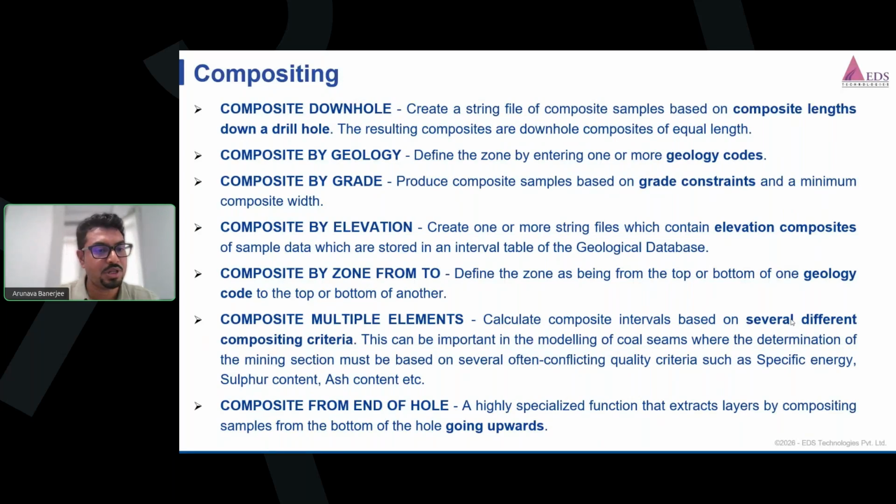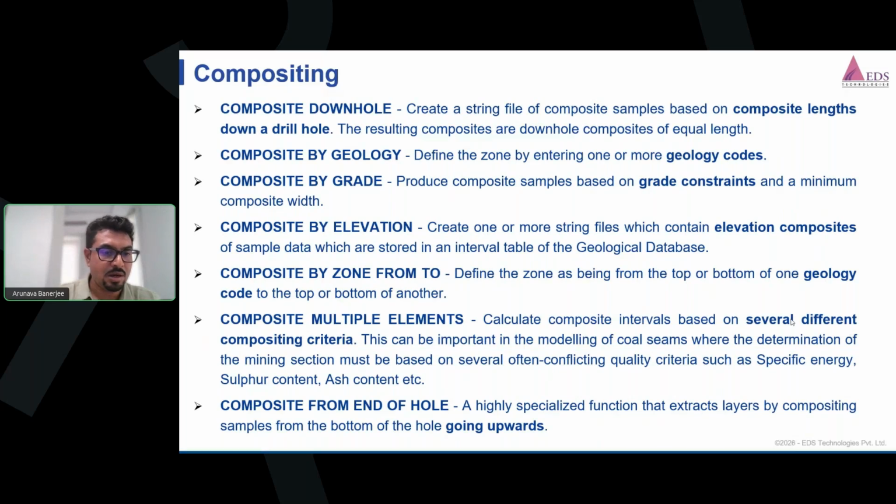The next one is the composite by zone from-to. We can define two or three geological zones in a particular domain or particular area. In that case, we give the geological code for the top and bottom of another zone. If you mention it, then the composite will be created automatically. Suppose the topmost lithology is different and the bottommost lithology is different. I can assign the topmost and bottommost lithologies, and it creates the composite within this zone only.